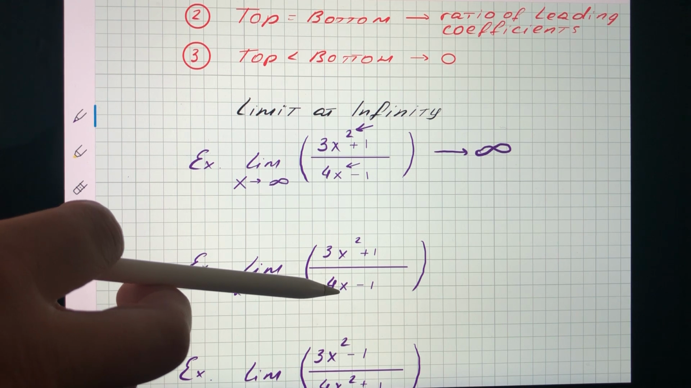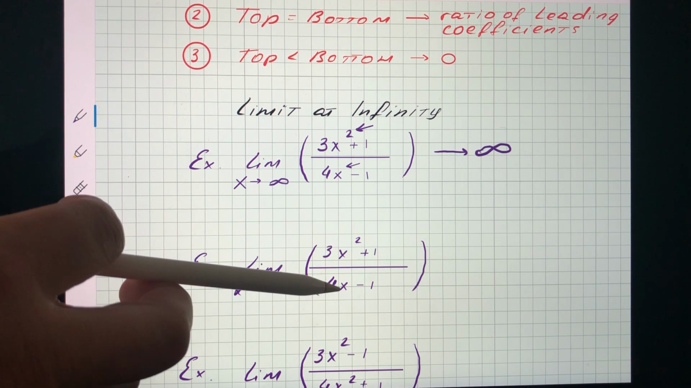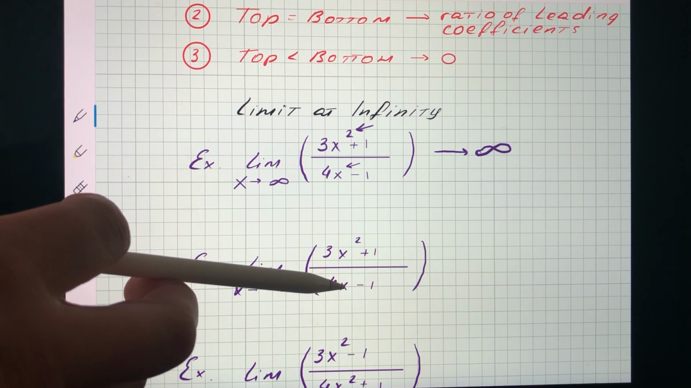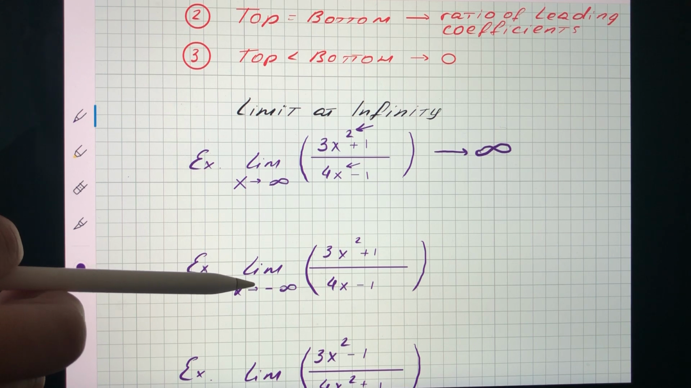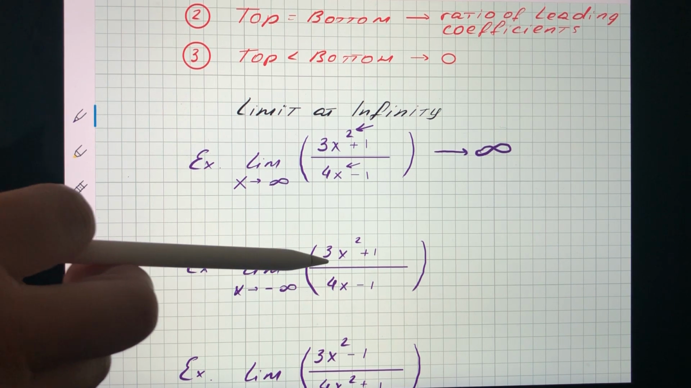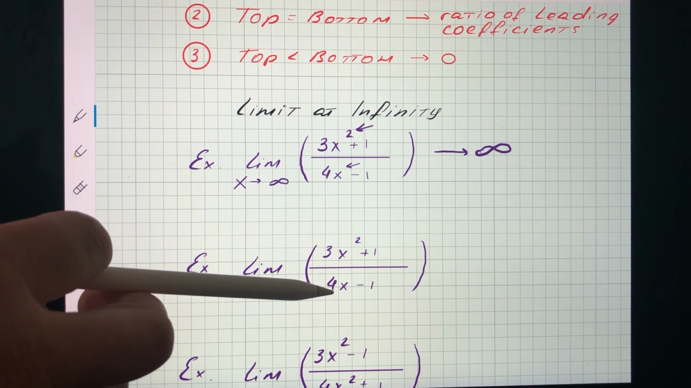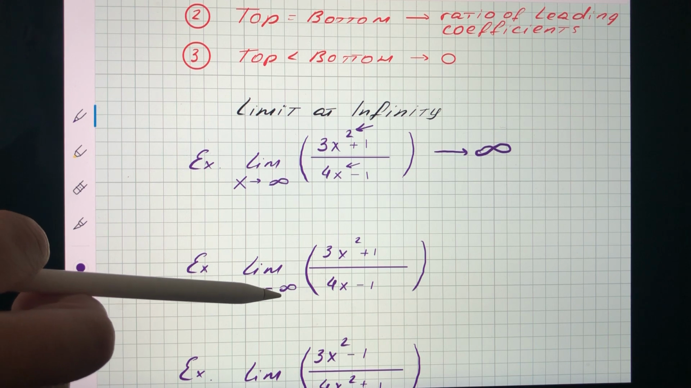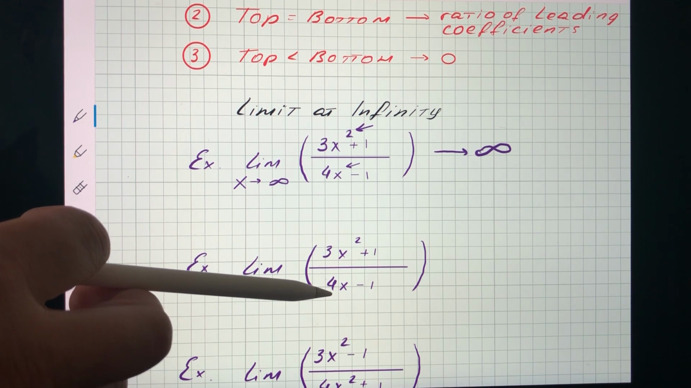So which one is bigger? Which one is growing faster? The top is growing as something squared. The bottom is growing as something to the first power. Which means if we plug in some x number, let's say x is negative 10. Well, negative 10 squared is 100, but negative 10 times 4 is negative 40. If we go more, let's say instead of negative 10, we go to negative 100. Negative 100 squared is positive 10,000, but the bottom is just negative 400.